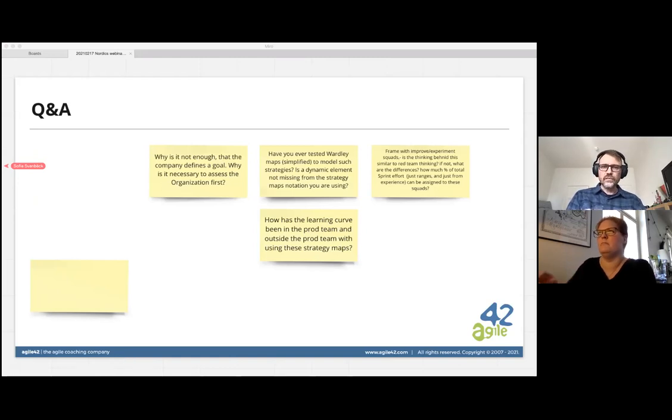Why is it not enough that the company defines the goal, and why is it necessary to assess the organization first? Well, there's an old Chinese proverb saying, the beginning of wisdom is to talk about things with their right names. So yes, we can make assumptions and we can set out on a strategic conquest towards a goal.